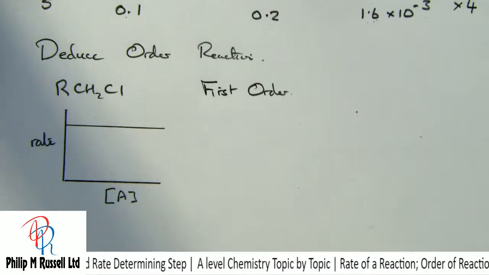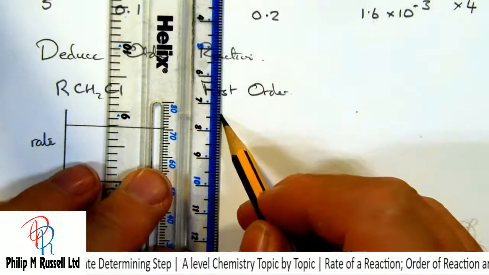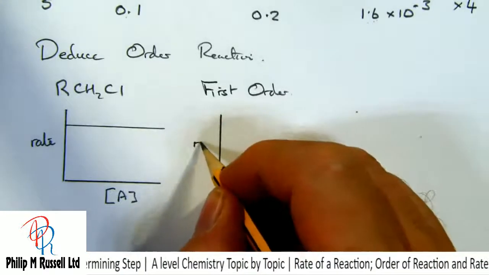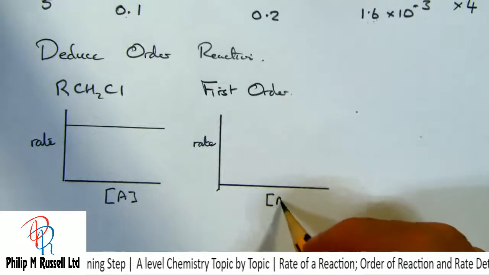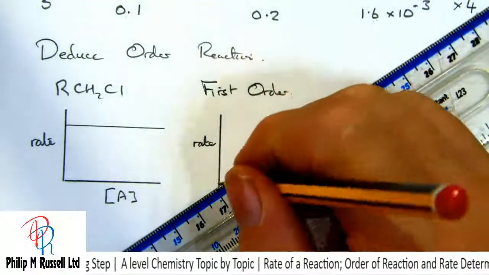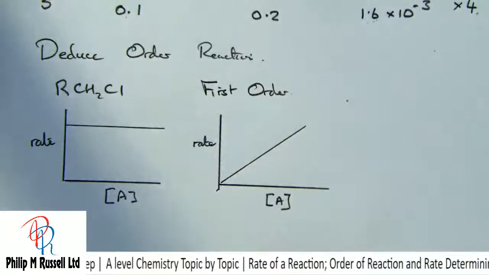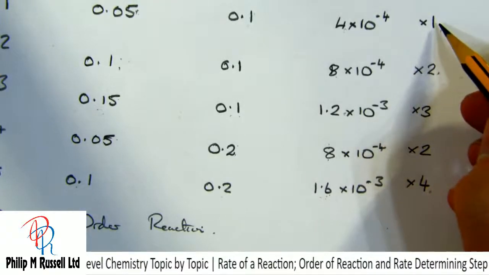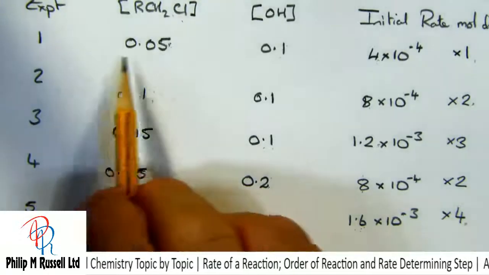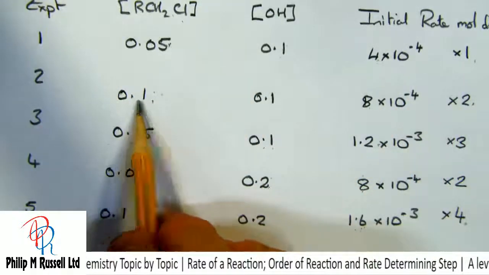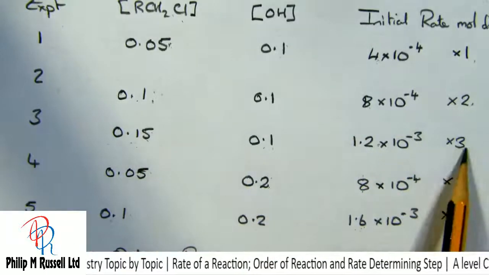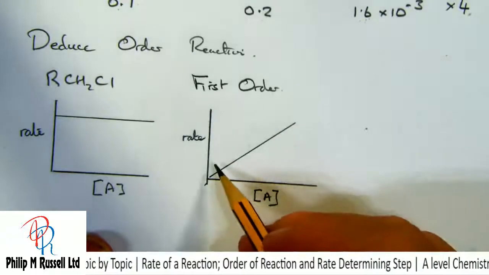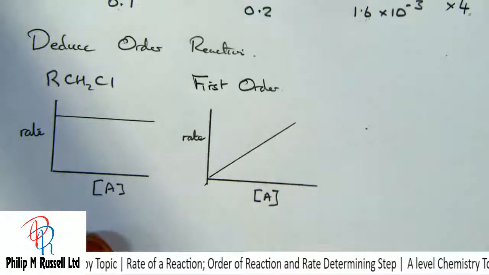If we look at a first order reaction, then still with this as rate and concentration of A, we're going to see a straight line relationship, and indeed that's what we're seeing here. If this is our baseline with here the normal rate of reaction, then if I double this, that's doubling. If I triple this, this is tripling. So our graph is going to look like this. So we're working out the order of reaction, and indeed it's that one.